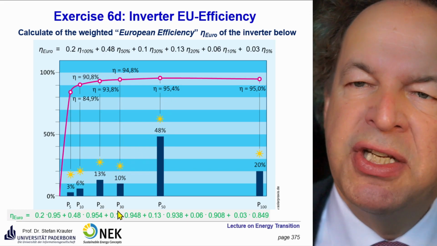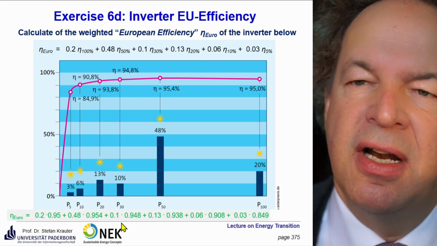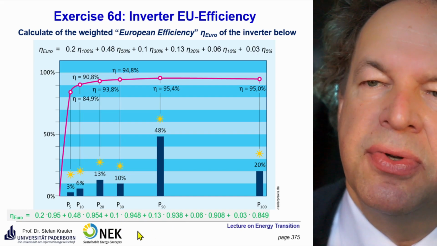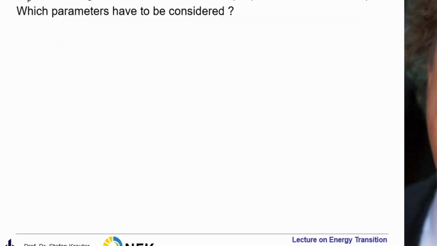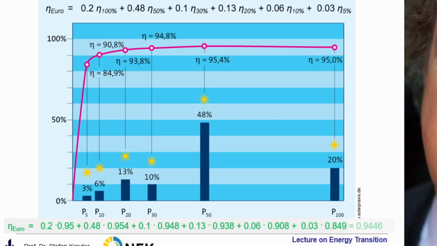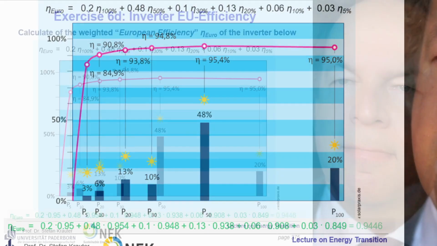And so on. You continue that here for 30% of the load, and so on. You just take that into consideration, add it up, and then you come to a value of 0.94 for the European efficiency.